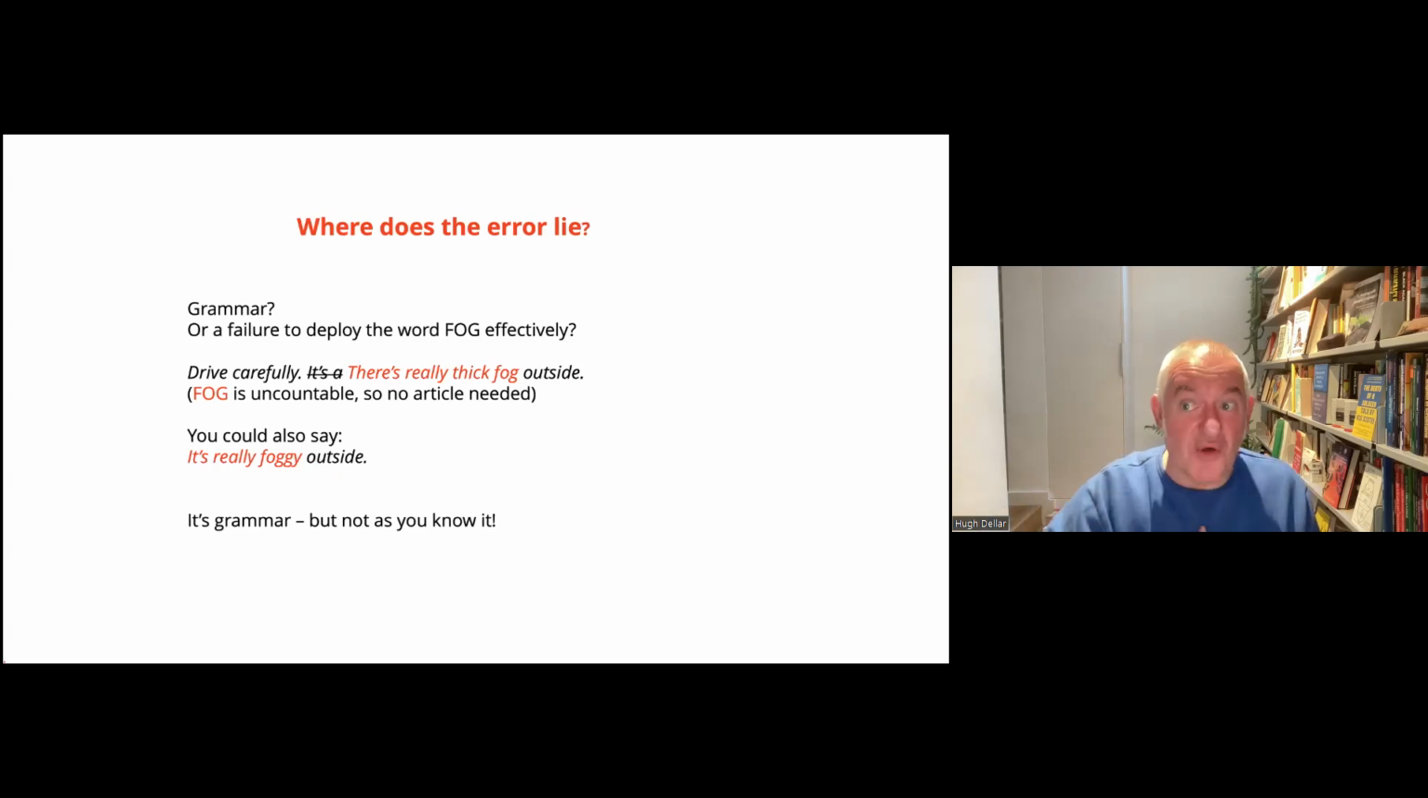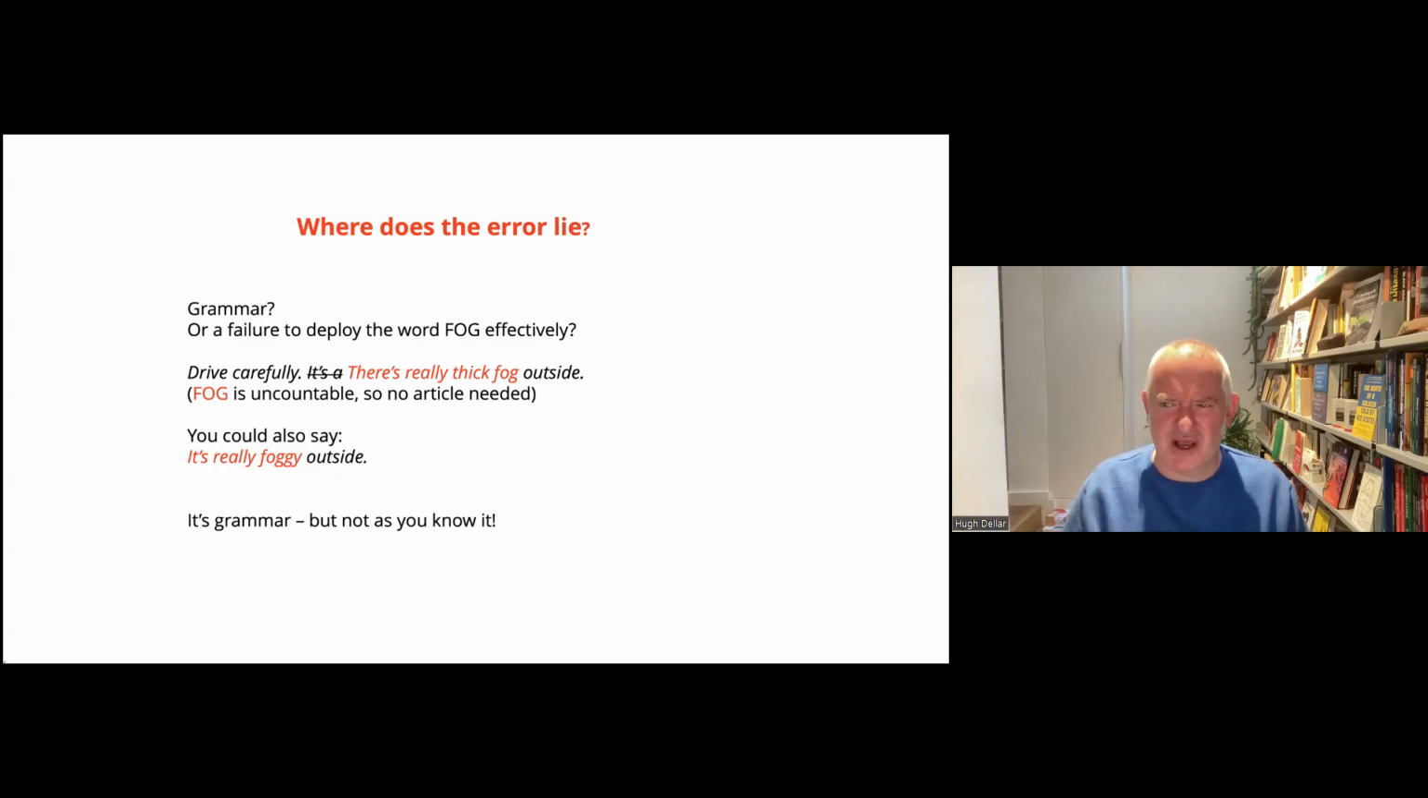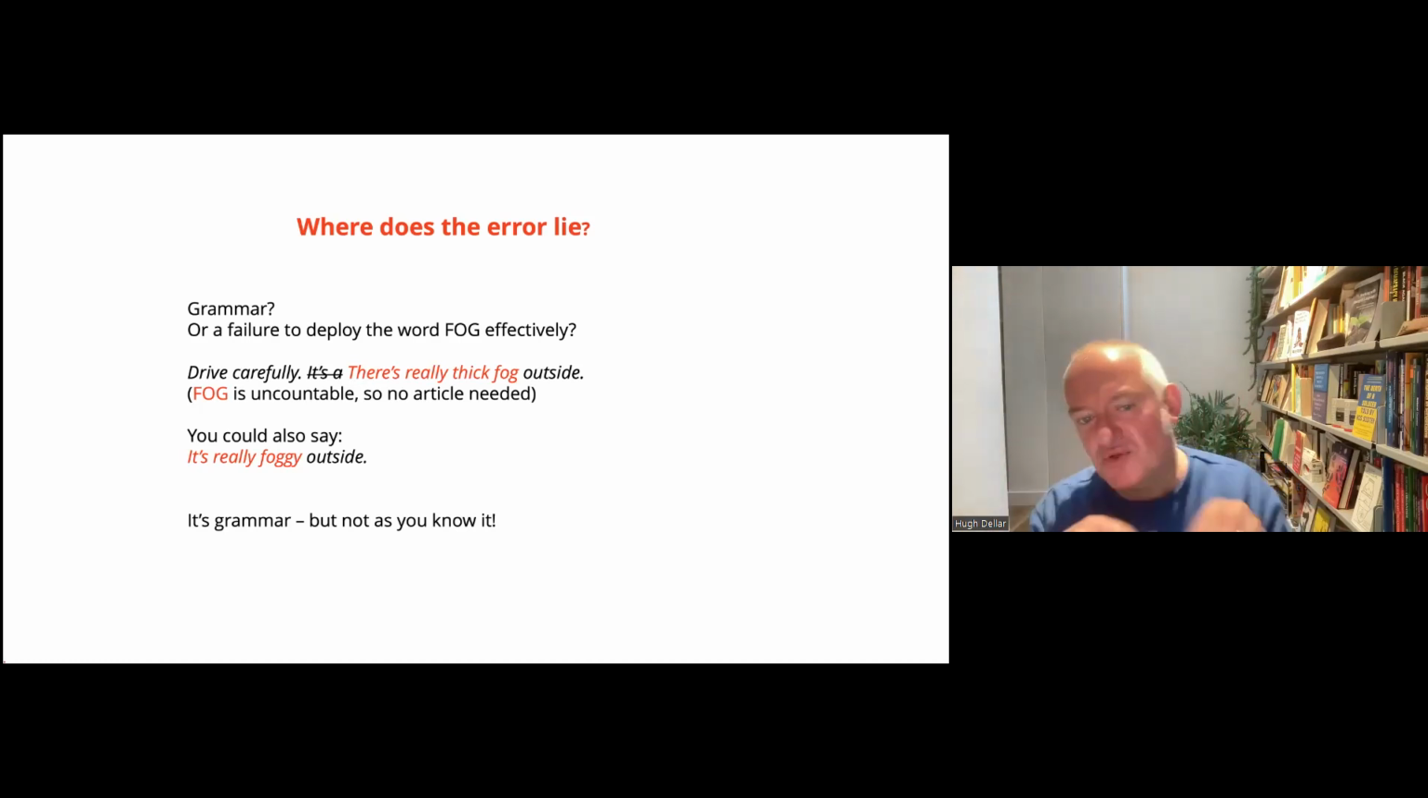Then some of you got there quite quickly. You might think, yeah, actually, more commonly, you just go, it's really foggy outside. Maybe you give them both options, okay? Maybe you say, you can say there's really thick fog, or you can say it's really foggy. Yeah, it's quite common as an adjective. So again, if you're doing this kind of correction, it's grammar, but it's not grammar as maybe we traditionally think about it. It's kind of grammar of words, or word grammar.